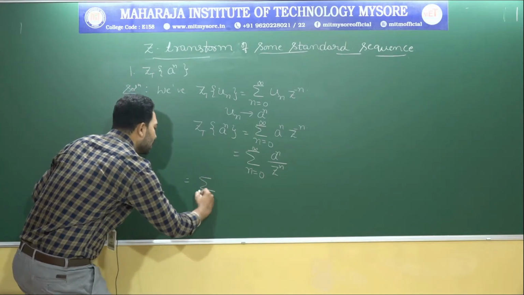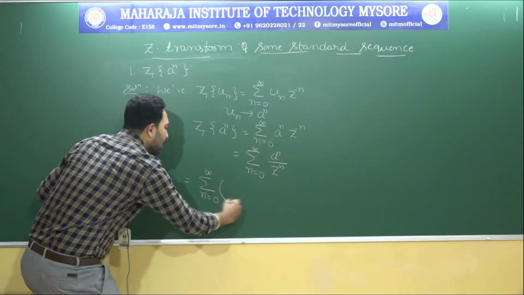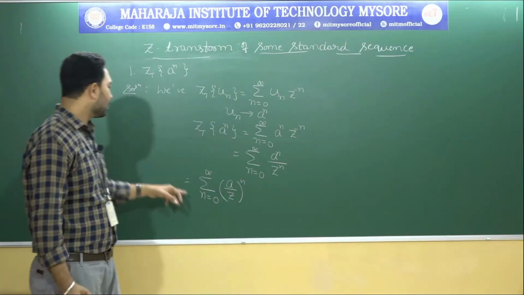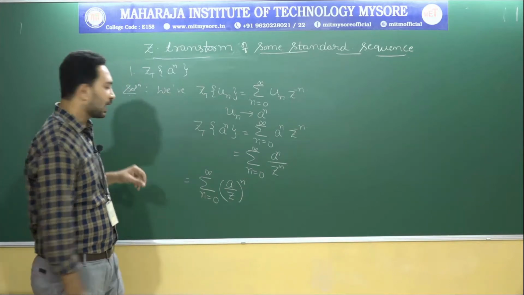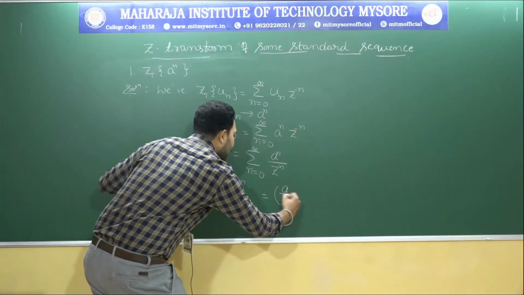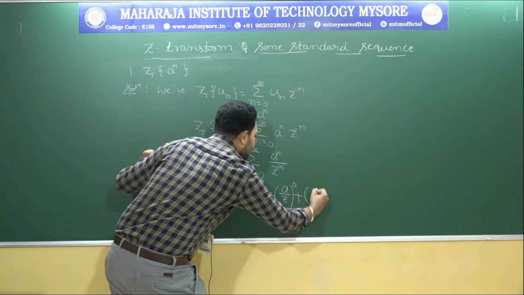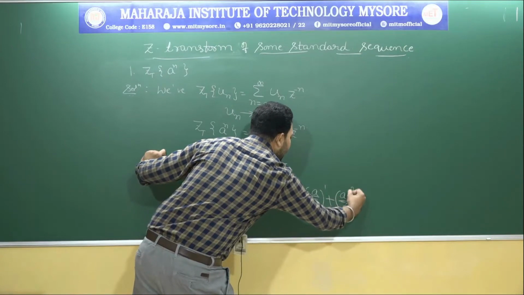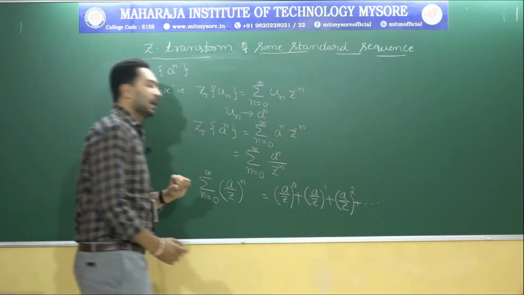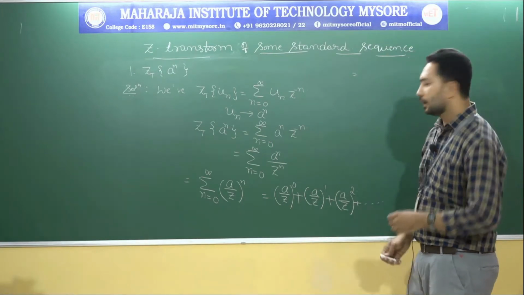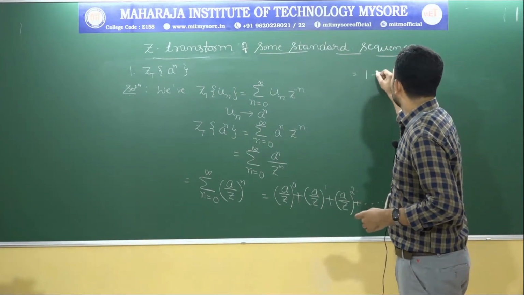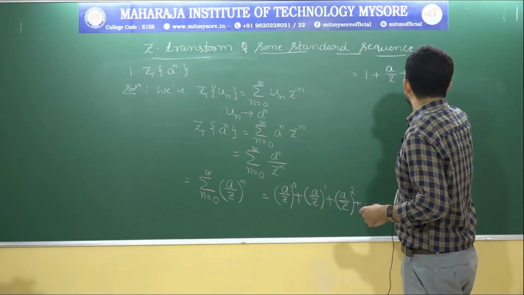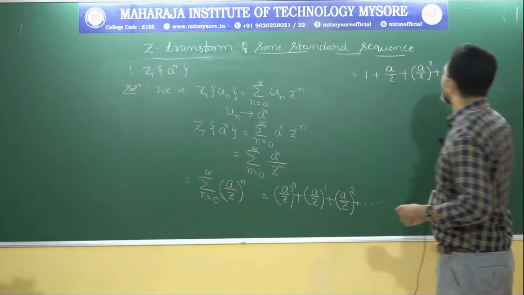And also summation n equals 0 to infinity, and we can write this as (a by z) power n. If I put n equals 0, 1, 2, 3, etc., we'll get (a by z) power 0 plus (a by z) power 1 plus (a by z) power 2, etc. Here (a by z) power 0 is 1, plus (a by z) power 1 is a by z, plus (a by z) whole square, etc.